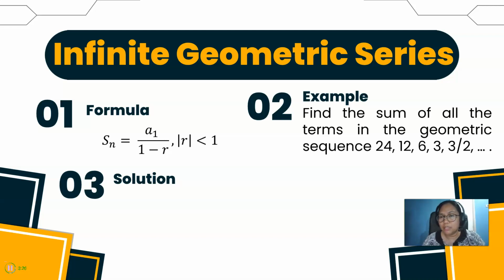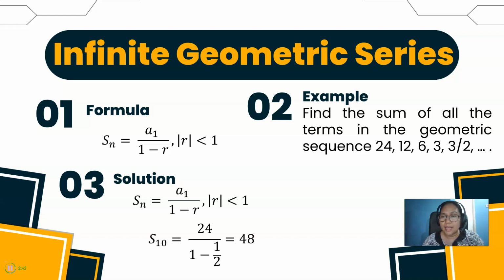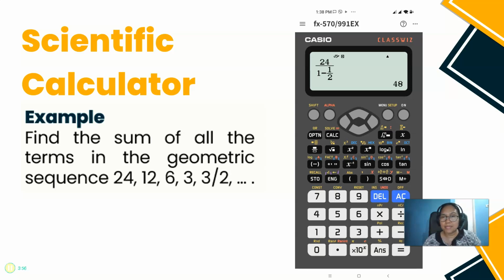So with this example, find the sum of all the terms in the geometric sequence 24, 12, 6, 3, 3 halves, and so on. Therefore, we replace a sub 1 with the first term, 24, and the common ratio, that is 1/2. And therefore, we have the sum of all of these terms, that is 48. And this is how to type it in the scientific calculator.